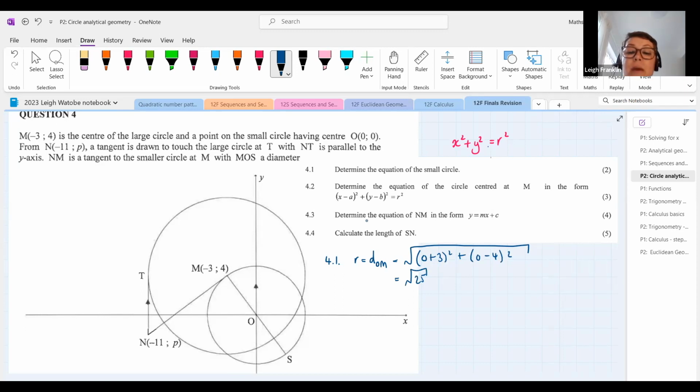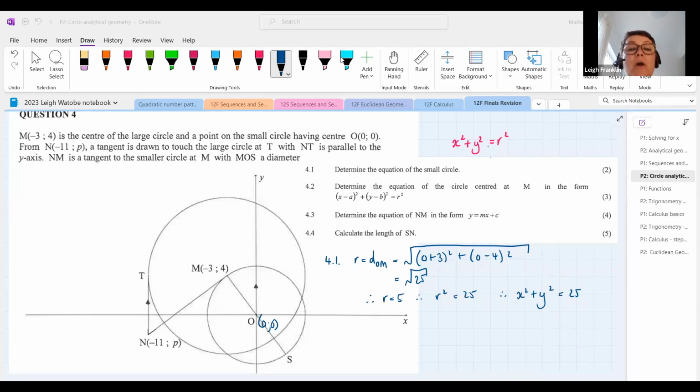Actually, that's silly of me because we want r squared, isn't it? Okay, so the length of the radius is 5. So that means that r squared would be equal to 25. So we've got x squared plus y squared is equal to 25. So the clue here, guys, is that you've got to use the coordinates at the origin.